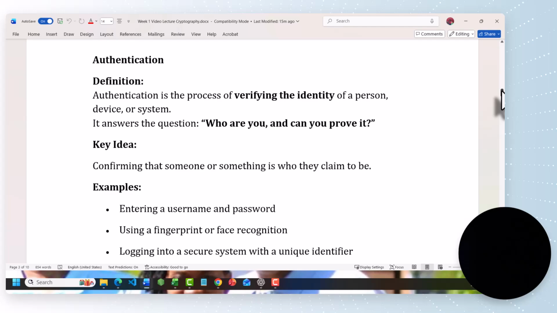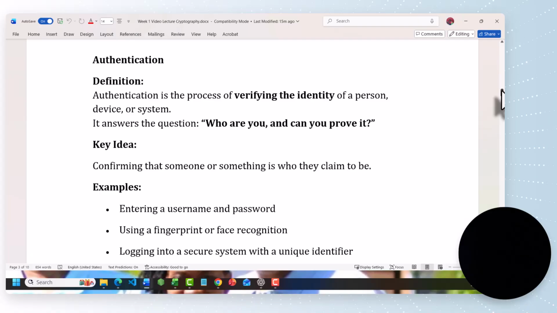Authentication is the process of verifying the identity of a person, device, or system. This is basically saying that I need to be able to know who sent me information, and you need to know and make sure that I am the person that sent information if you're looking for information from me. Who are you, and can you prove it? Those are the things that we're going to be deep diving into all through the course.